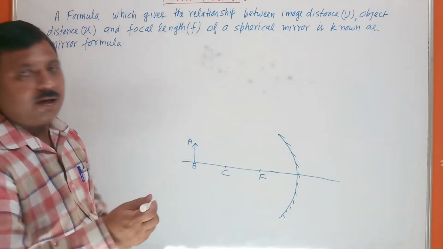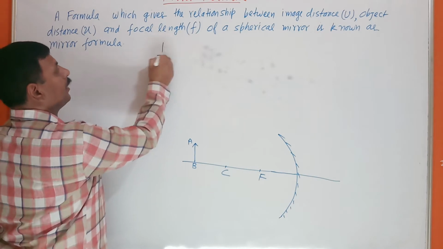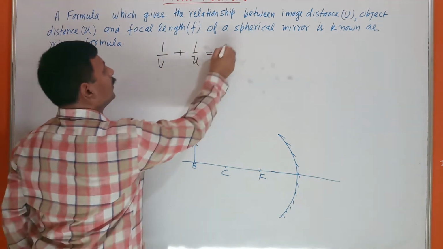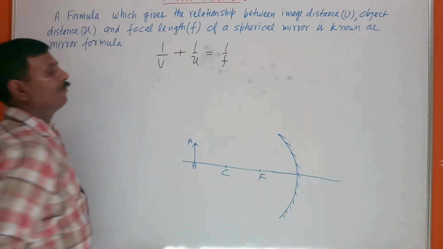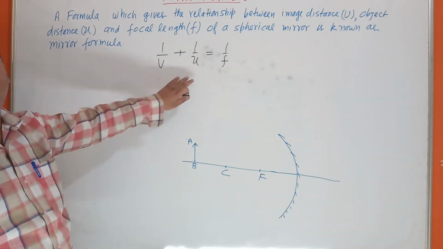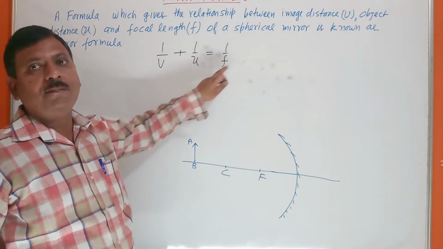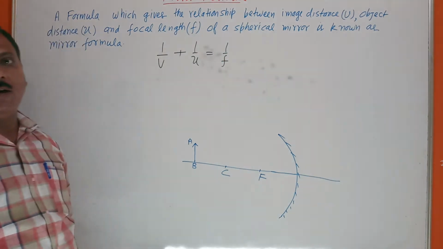So see here, what is the mirror formula? 1 upon V plus 1 upon U is equal to 1 upon F. This is the mirror formula.